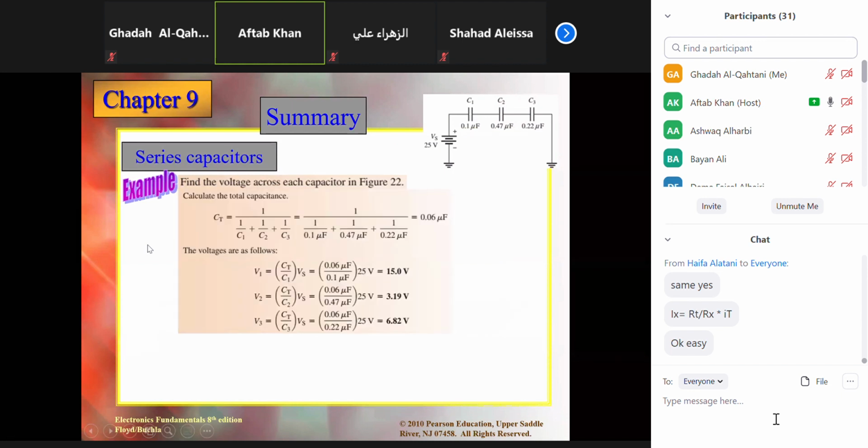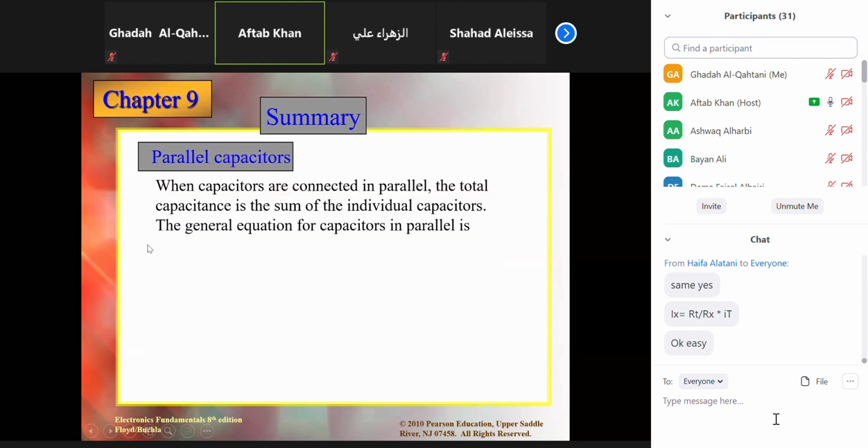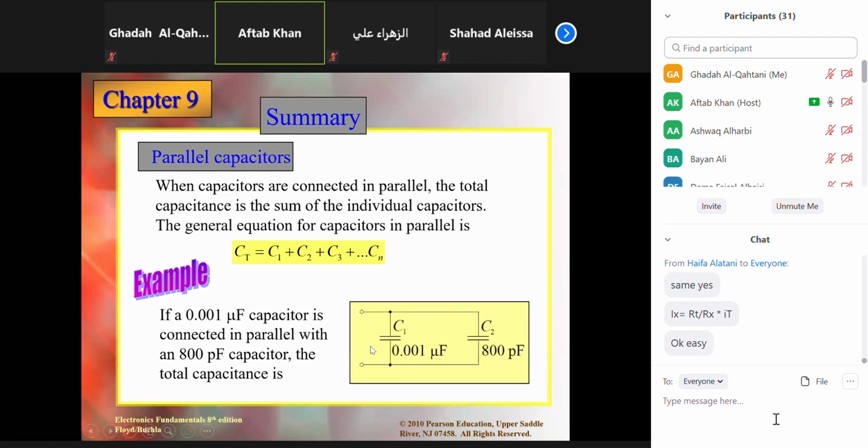Okay, so this is done. Now for the parallel case it is so simple. When capacitors are in parallel, the total is just the sum, and you get the answer. This is just an addition because of parallel, similar to the series resistance. So this is very easy here.